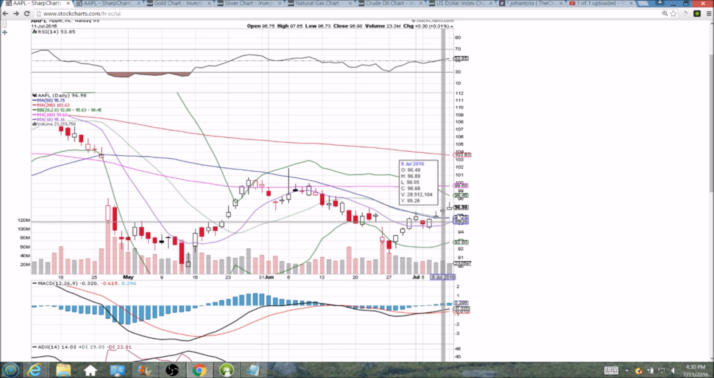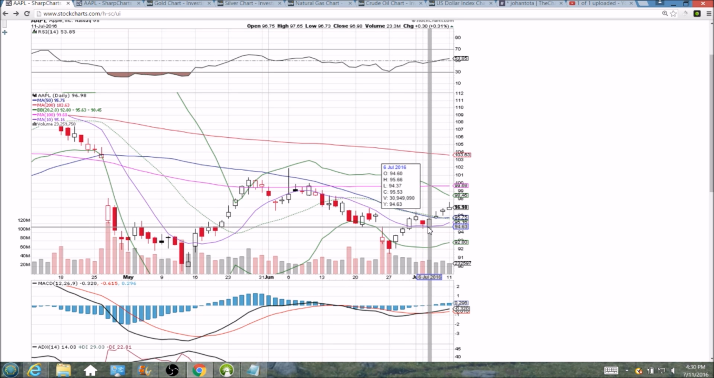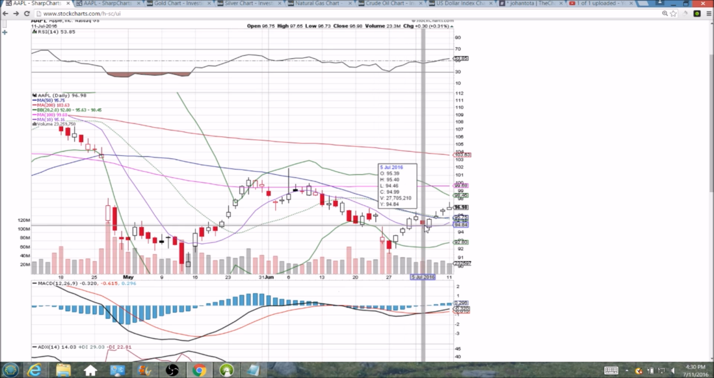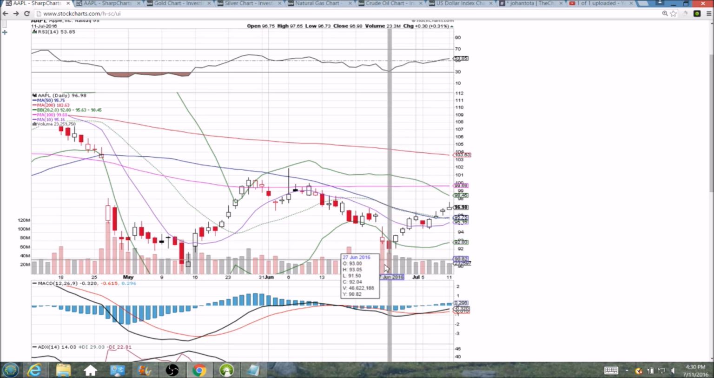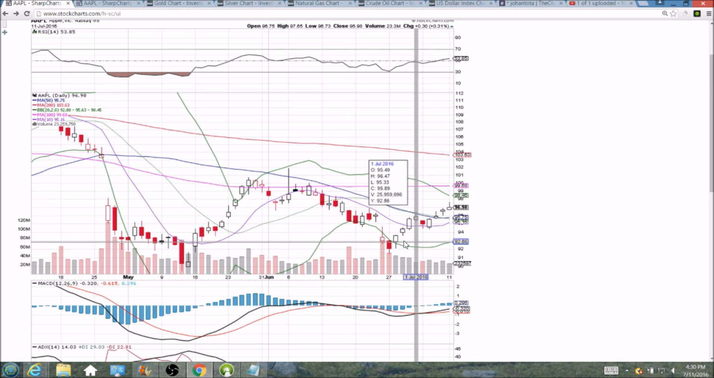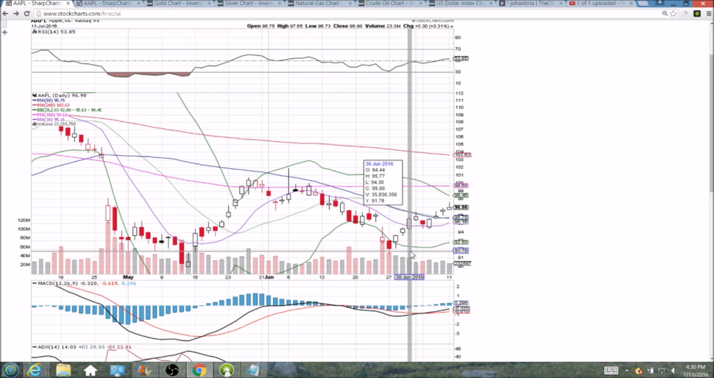But in terms of this 2-week bounce, as long as this support of 94.37 holds, it will maintain a higher low. So we could pull back to 95 and then bounce, and that is still a higher low pattern on this bounce since the Brexit dump. So keep all that in mind.